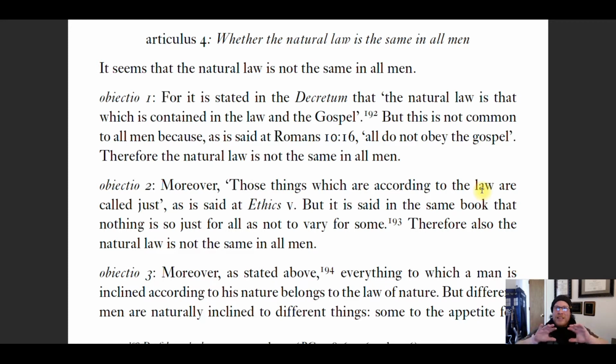Here, it's something that God has placed in creation. At least from Thomas's point of view, there are forms of natural law which might not even be necessarily theistic, but it applies to everybody. So he's asking the question here, is the natural law the same for everybody? Let's get to his responsio.